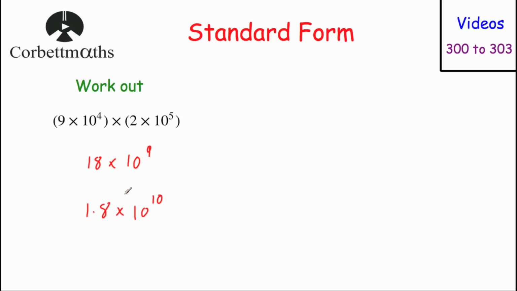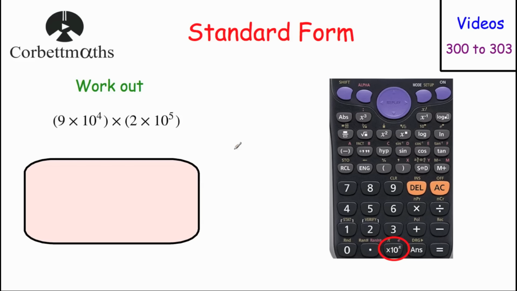Now, as well as being able to do this in a non-calculator paper, it's also important to be able to do it in a calculator paper. So let's have a look and see how we would type this in our calculator. On our calculator, we've got our standard form button here, down at the center at the bottom. We've got our multiply by 10 to the power of x there.